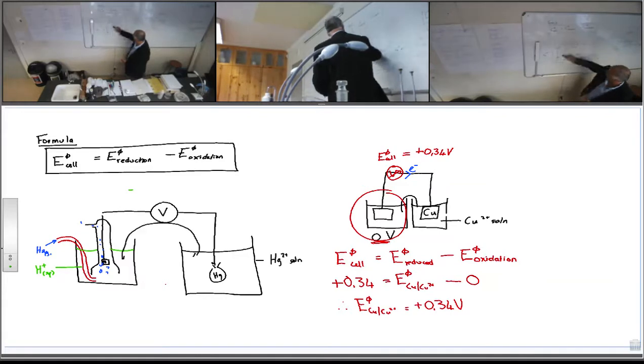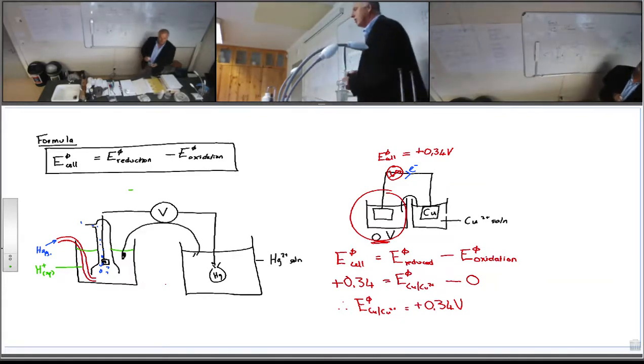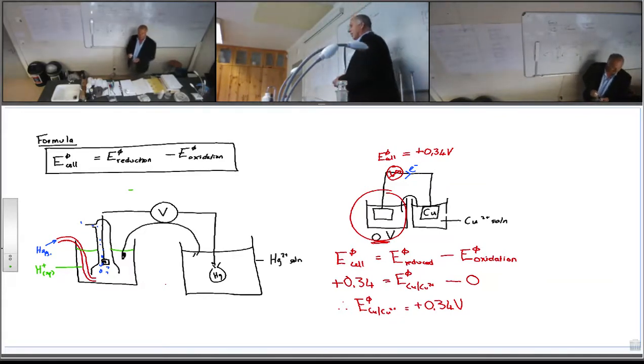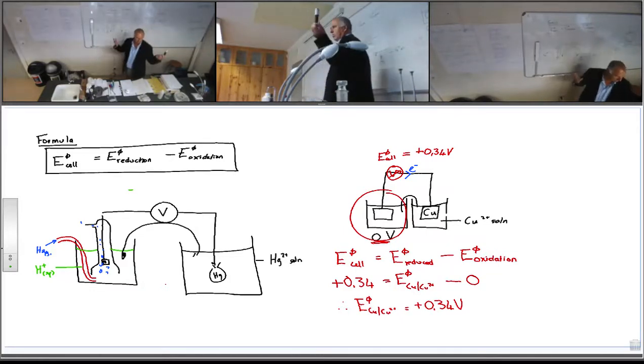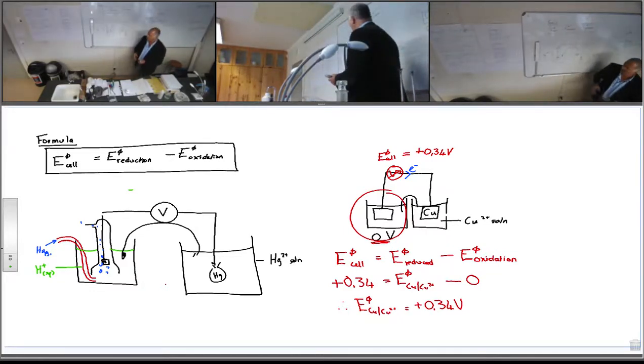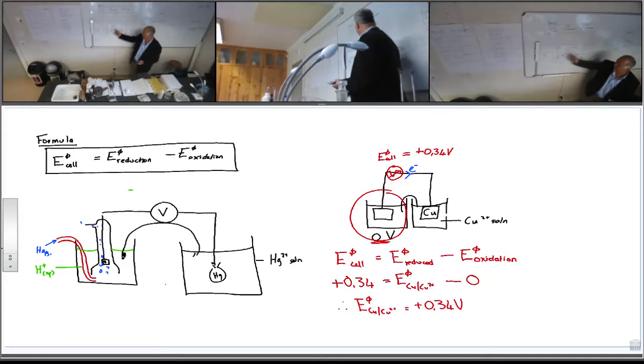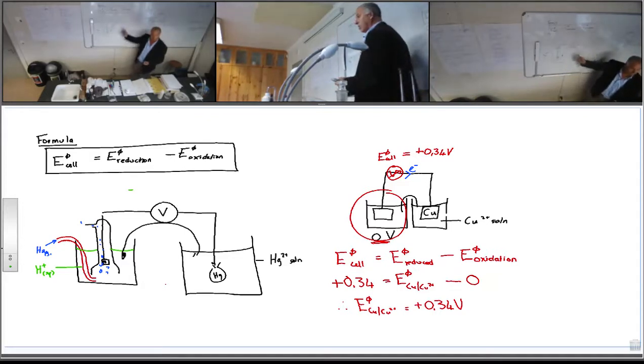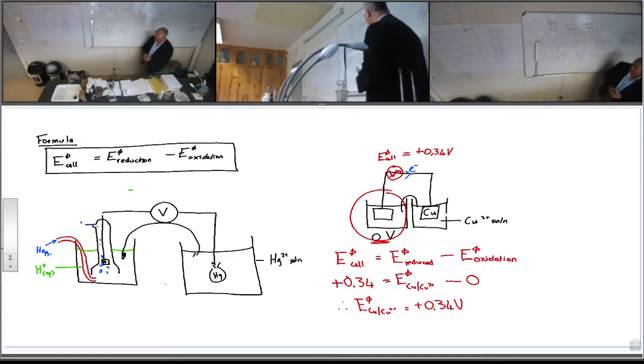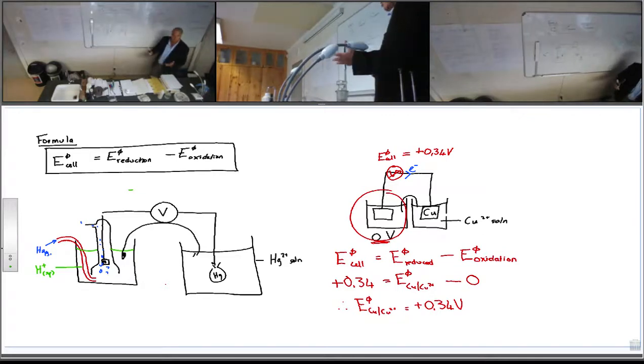Could anyone tell me a typical solution to place in that salt bridge? KCl, KNO3, sodium chloride. Just use sodium chloride. We usually don't use a salt that contains an ion which is present here or there. So I wouldn't use mercury chloride, for example, because that could affect the concentrations.